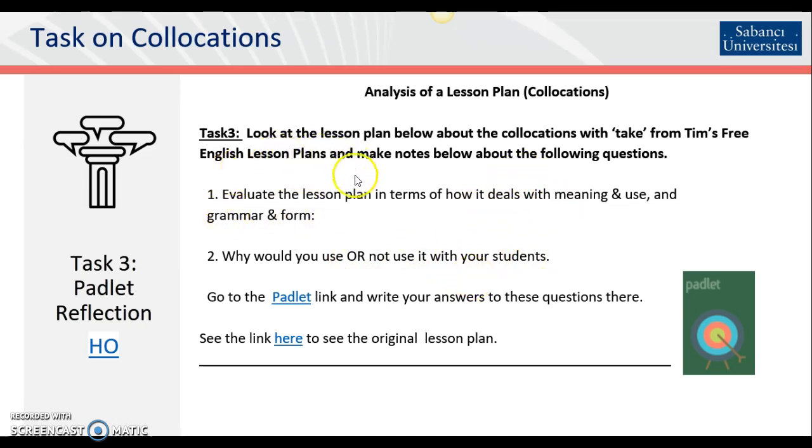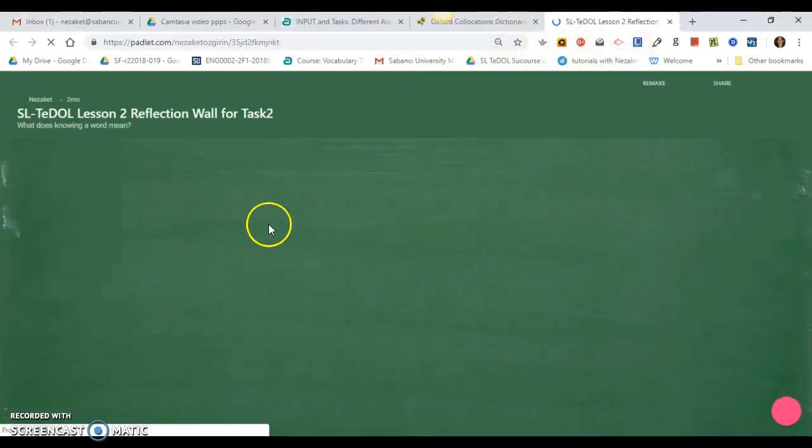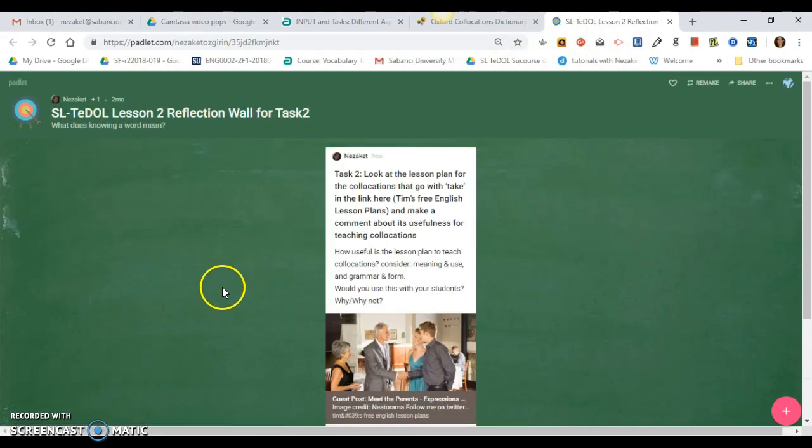So how does the lesson deal with meaning and use and grammar and form? And would you use it? Why or why not? You can see the handout here, but it can also be seen in the Padlet wall here. So this shows both the lesson plan and our handout, what to do with it.